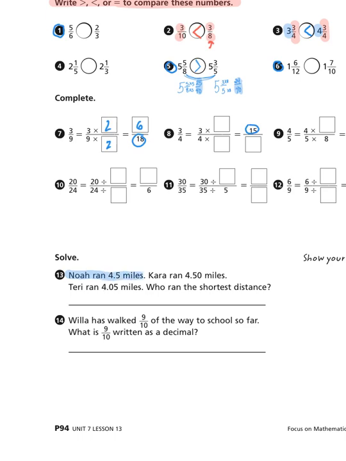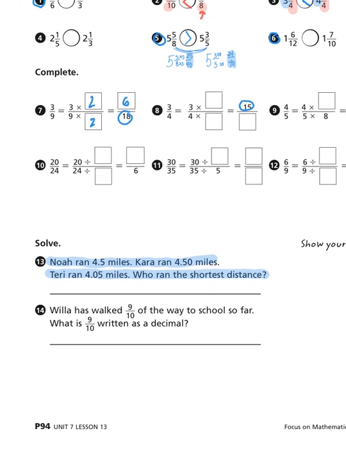Noah ran 4.5 miles. Kara ran 4 50/100ths of a mile. And Terry ran 4 500ths of a mile. Who ran the shortest distance? So you would be comparing decimals in this one. So first, when we're comparing decimals, we always start with the whole number. Looks like all of our whole numbers are the same. So 4, 4, and 4.